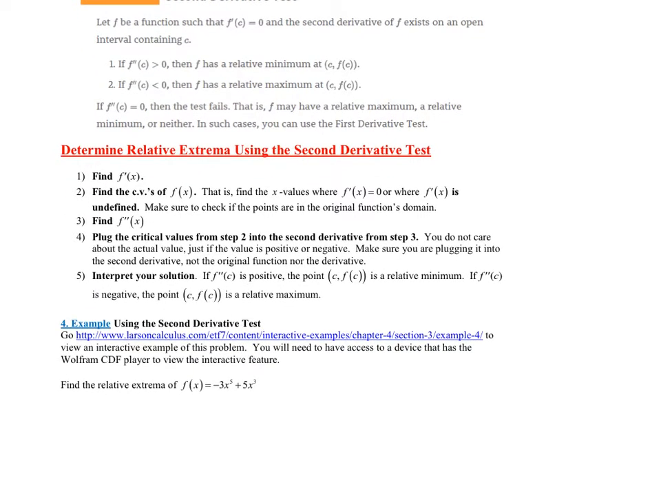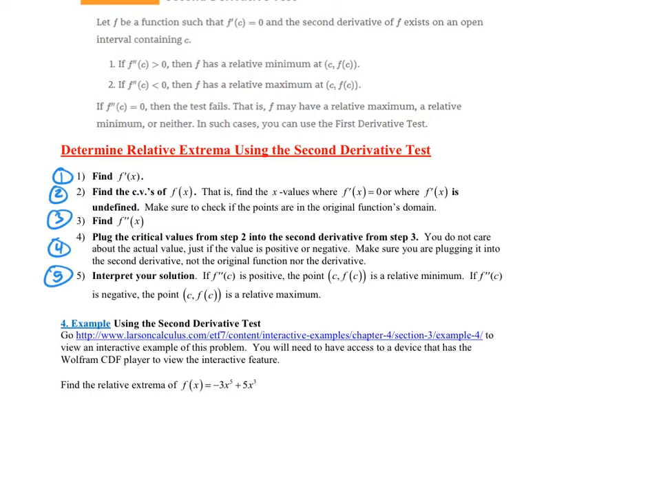Again, step 1 is find the first derivative. Step 2, set that first derivative equal to 0 or undefined. Step 3, find that second derivative. Step 4, plug in the values from the first step, or I guess step 2 now. Plug those values in to the second derivative, and the last step is interpret your answer.